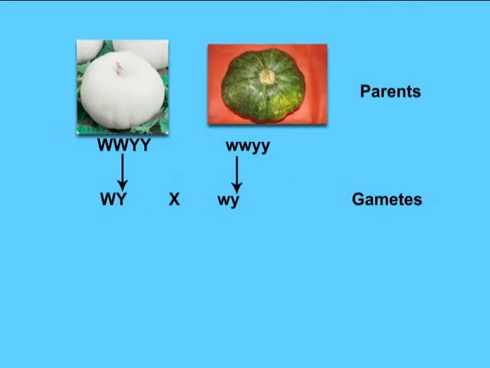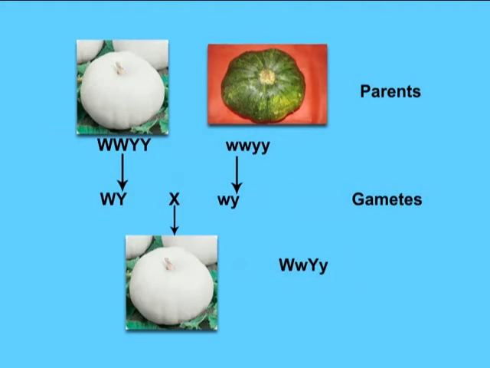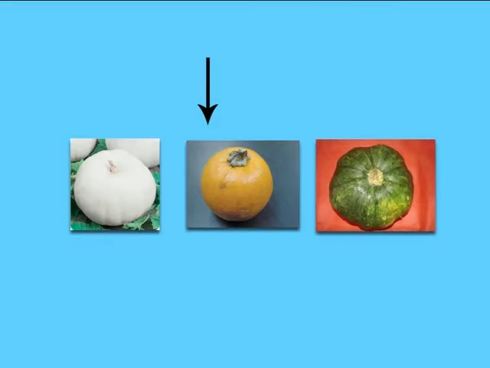When a pure white Cucurbita pepo plant is crossed with a pure green Cucurbita pepo plant, they produce hybrid white fruit color plants in the F1 generation. On selfing, F1 plants produce three types of fruit colors in the F2 generation as 12 white, 3 yellow and 1 green fruit color plants.